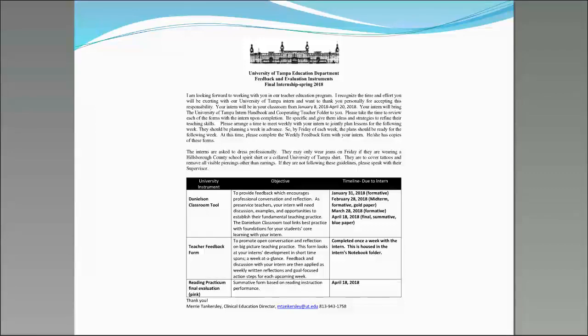Elementary interns assigned to classrooms in which the lead teacher does not teach language arts will need to arrange to work with a guided reading group in another classroom. This can be done with the assistance of the cooperating teacher, the university supervisor, and the instructor of the reading practicum.